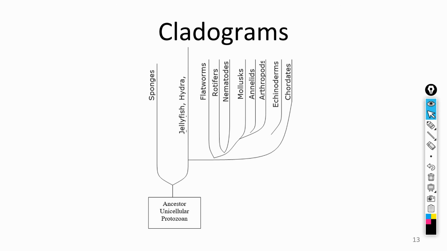Here's another example of a cladogram. And so same thing applies. So down here is our common ancestor. So we're kind of going from top to bottom, but we're also going from left to right. And so every time this branches, that means a new characteristic has evolved through the process of natural selection. And so what we would say, for example, is we could say flatworms and rotifers are very closely related. Or we could say mollusks and arthropods are closely related, but not as close as earthworms and rotifers because they're right next to one another.